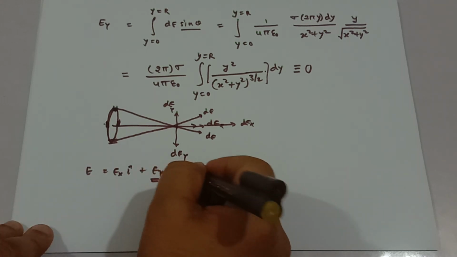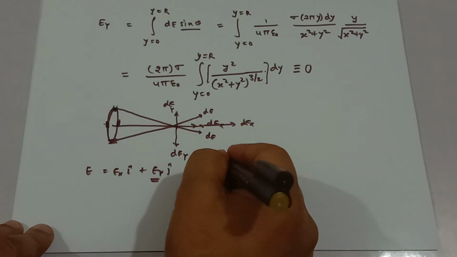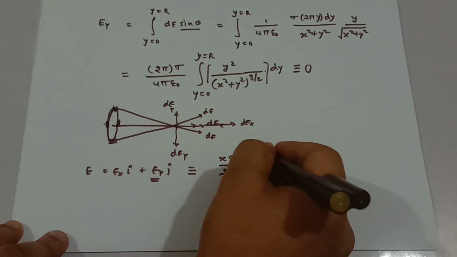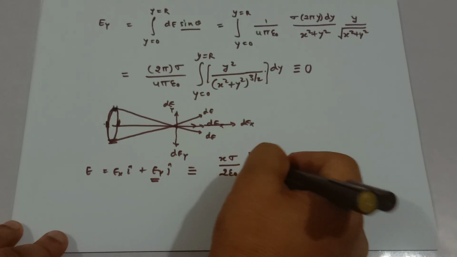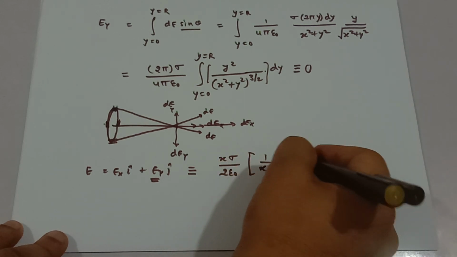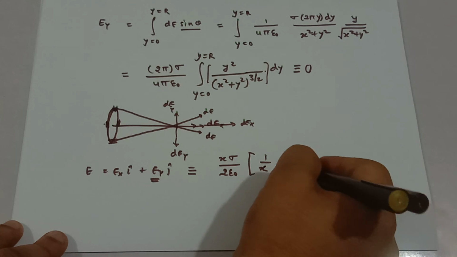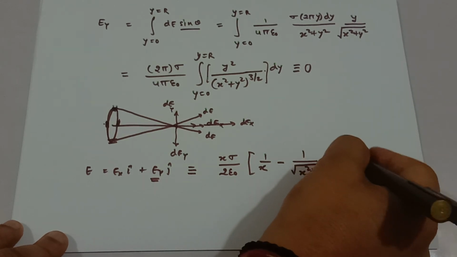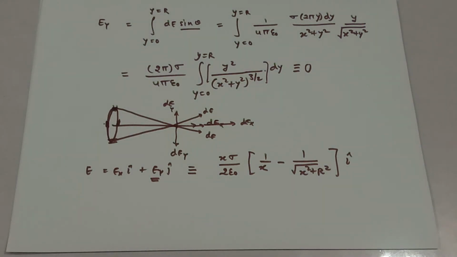So the net electric field in this case would be x into sigma divided by 2 epsilon naught, into 1 upon x minus 1 divided by square root of x square plus capital R square, and that is along the i, or the x-axis.